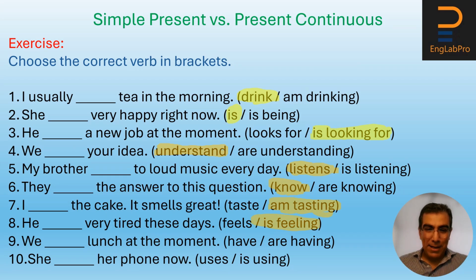Number four, we lunch at the moment. It says at the moment, so it's temporary, so we are having. Remember, here have does not mean to own something. Here have means eat, and when it means eat, it means it is an action verb, so it can be used in the continuous form. And since it says at the moment means right now, so are having is the answer. And she, her phone now. Now, so is using. It is something that is happening right now, so present continuous.